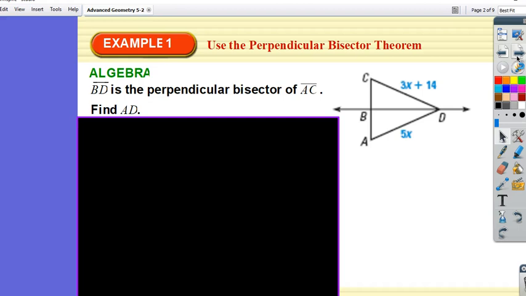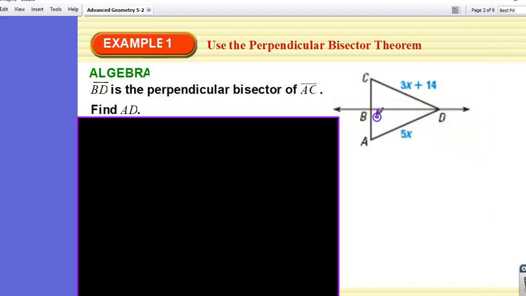Alright, so BD is a perpendicular bisector of AC. Find AD. So it's saying that BD is perpendicular, 90 degrees, and a bisector, which cuts AC into two equal parts. Okay, find AD. Well, what do we know? If this is a perpendicular bisector, then what is this? Isn't this going to be reflexive? So by side, angle, side, we know that these two triangles are congruent, therefore corresponding parts of congruent triangles are congruent. So set this equal to this.